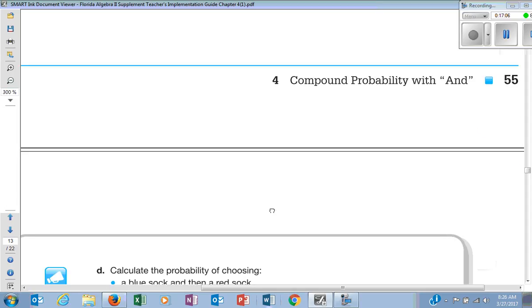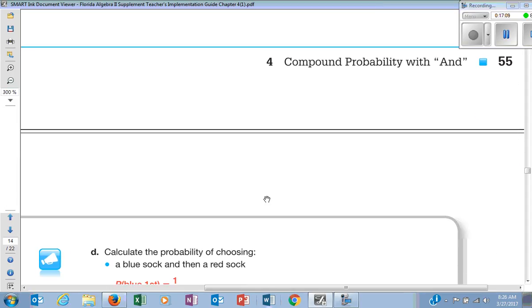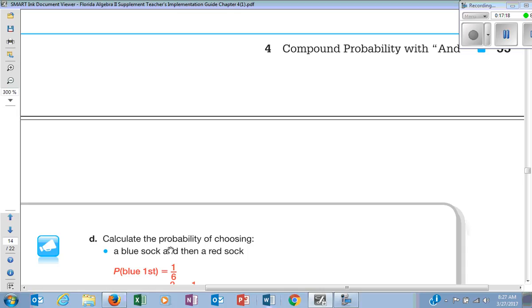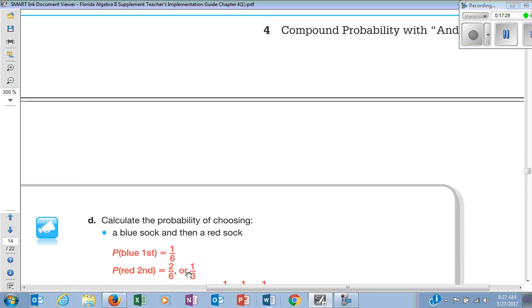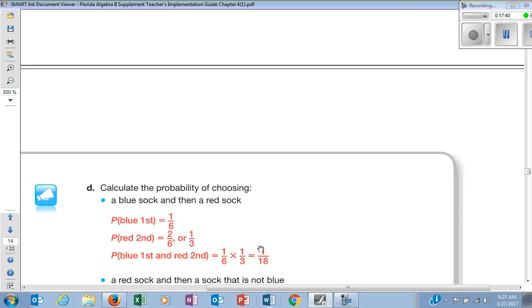So here we go. What is the probability of choosing a blue sock and then a red sock? So what's the probability of choosing a blue sock? 1/6. Do you see how they got that? What's the probability of choosing a red sock? 1/3rd. It's 2 out of 6, which reduces to 1/3. And before I multiply them, I would reduce them, because the smaller the numbers, the easier it is. You with me? And then when I multiply 1/6 times 1/3, I get 1/18. That's the chance of that event happening.